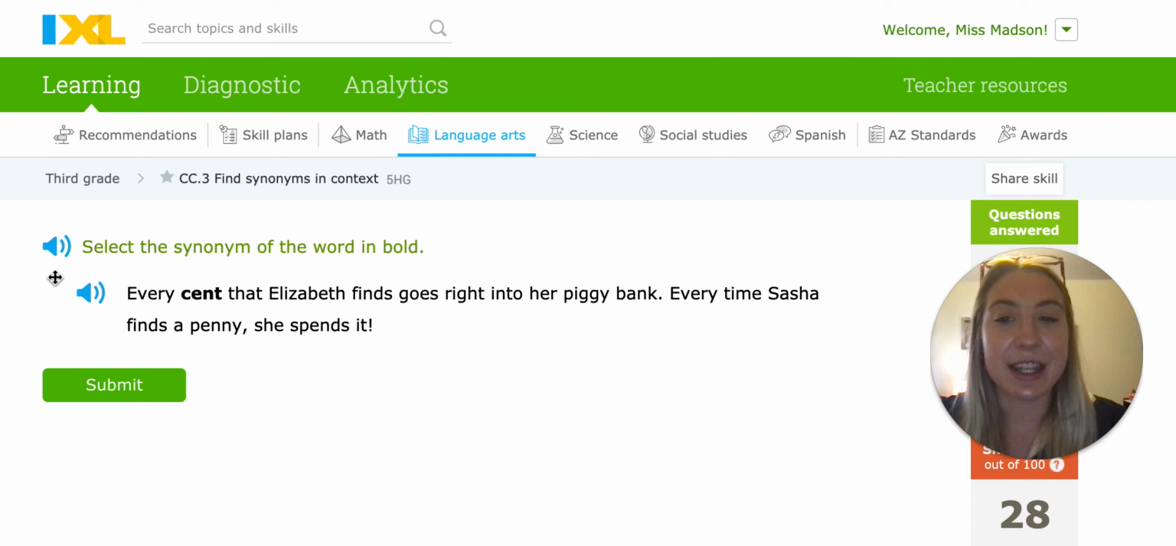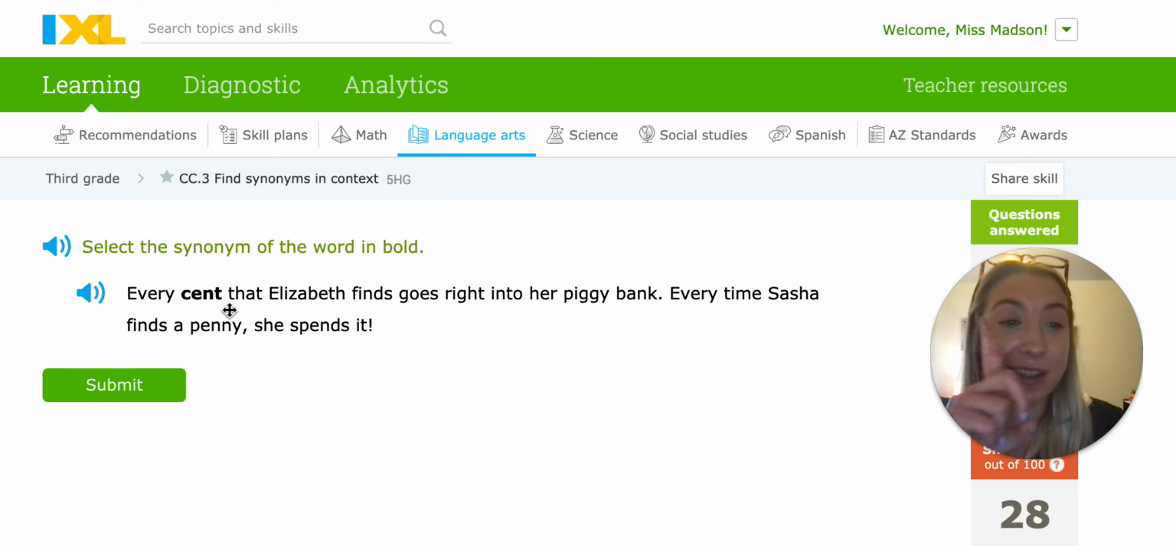So when we look at this sentence, we see every cent, so that's the synonym in bold, that Elizabeth finds goes right into her piggy bank. Every time Sasha finds a penny, she spends it. So now we're looking at cent. We're trying to find a word that has the same meaning as cent in the next sentence. So every time Sasha finds a penny, she spends it.